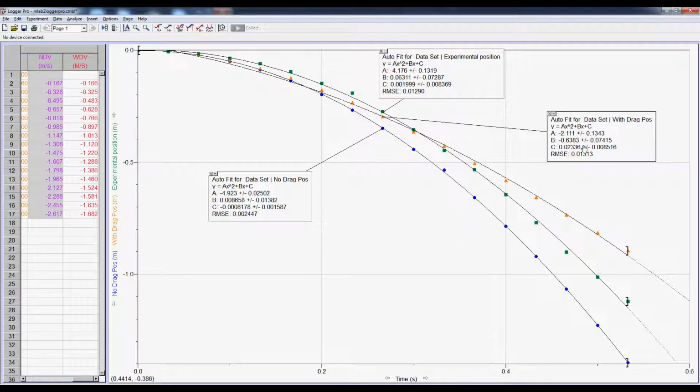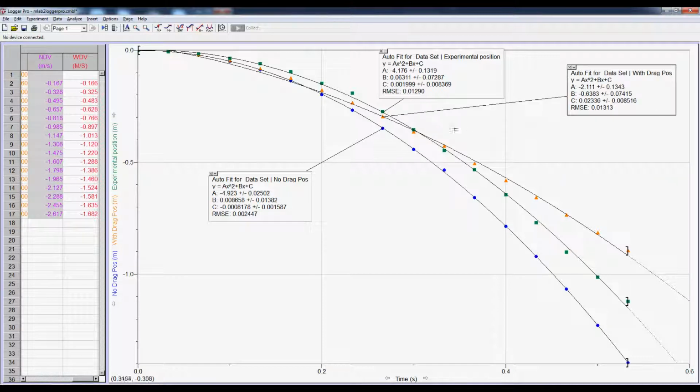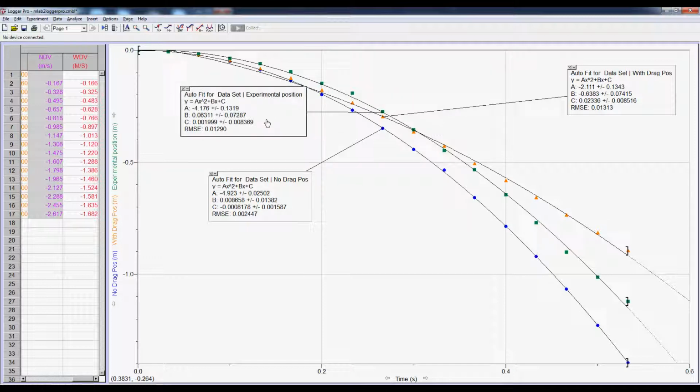In yellow, you can see the model with drag, and as you can see, it is closer to the experimental data. However, it is still off, and this is due to the fact that the drag equation is not exact. And in green, you can see the experimental data, which pretty much falls right in between.